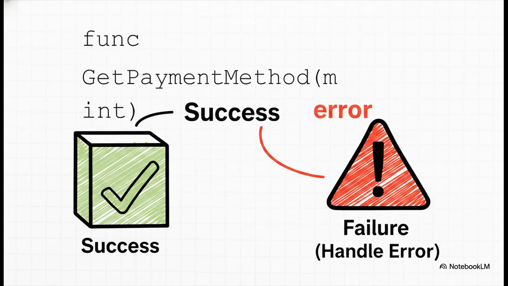Now, look really closely at this function signature. See how it returns two things? It returns the payment method interface, which is what we want, but it also returns an error. This is absolutely critical. The code that calls this function gets the object it needs, but the Go compiler also forces it to deal with the possibility that something went wrong. What if you ask for a payment method that doesn't exist?